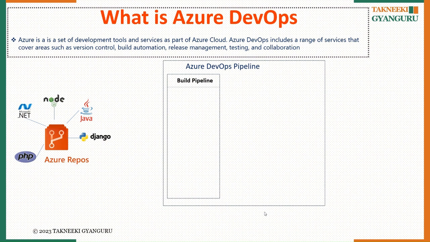Azure pipeline will have the build pipeline, right? One is the Azure repo where we can store our applications and do the version controls, create the branches, and do pull requests. So all these things we can do. Then the build pipeline will have the build process, right? Once the application is there, it will collect the application and build the application.